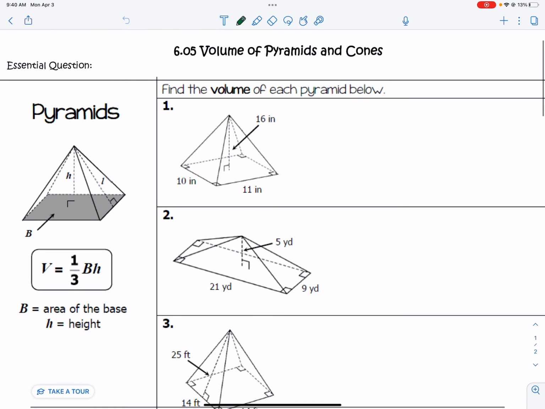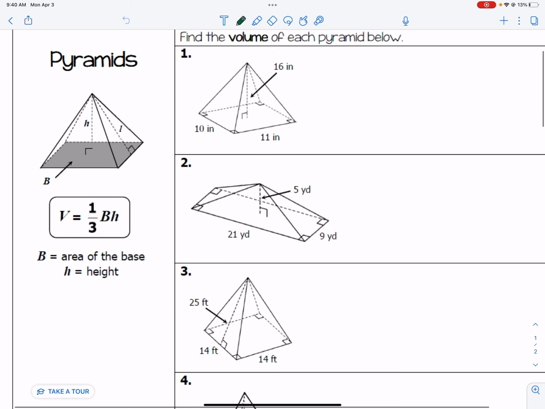Alright, today we're learning about the volume of pyramids and cones, very similar to volumes of rectangular prisms and the other shape that you did on 6.04. For pyramids and cones, with pyramids, we're going to start off with this equation, which is volume equals 1/3 B times H, where B is going to represent our area of the base, and H is going to represent the height of the prism, or height of the pyramid.